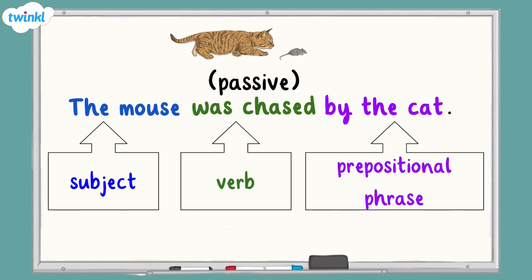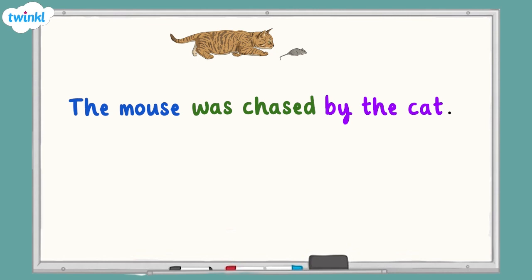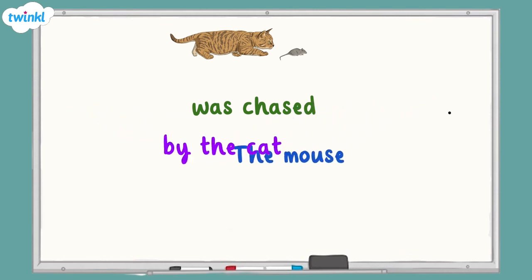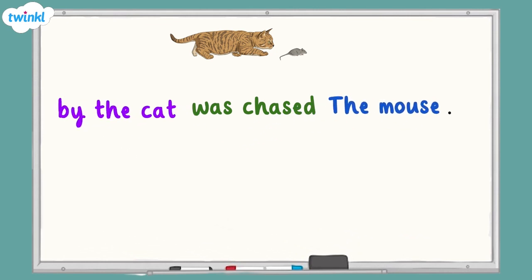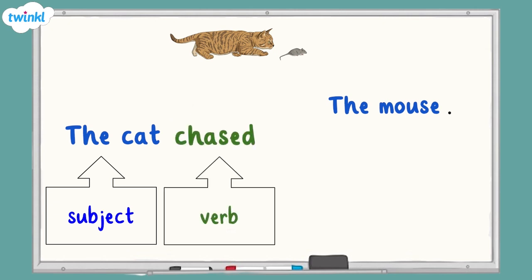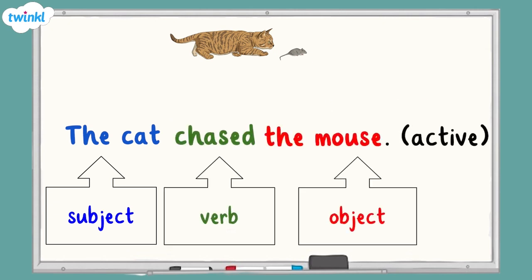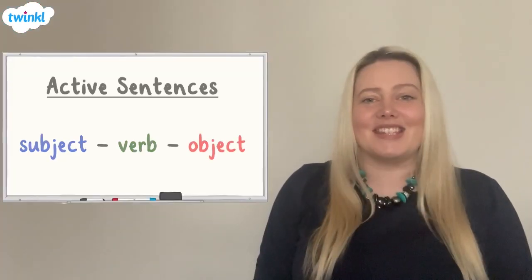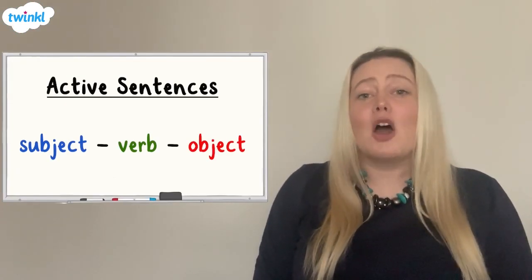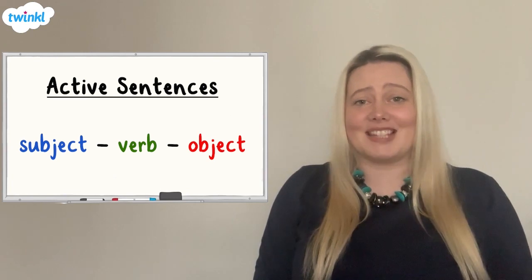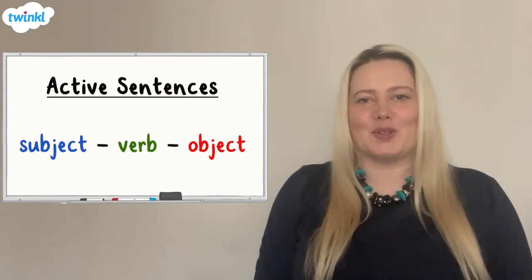to the mouse. In an active sentence, the subject performs the action, the verb, to the object. Using the active voice, this sentence becomes the cat chased the mouse. Active sentences usually follow the pattern of subject, verb, object. Let's take a look at some examples.